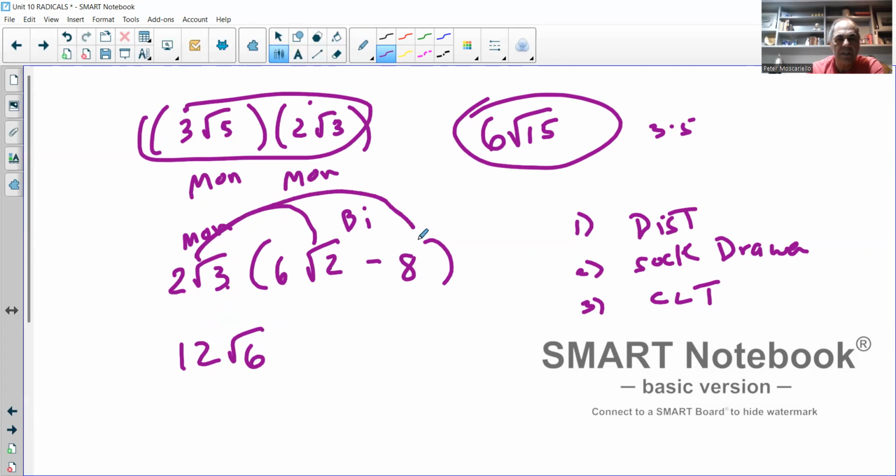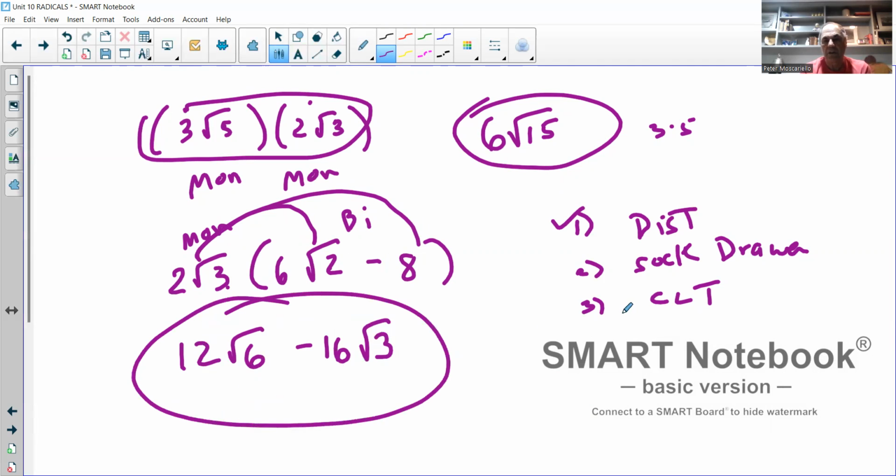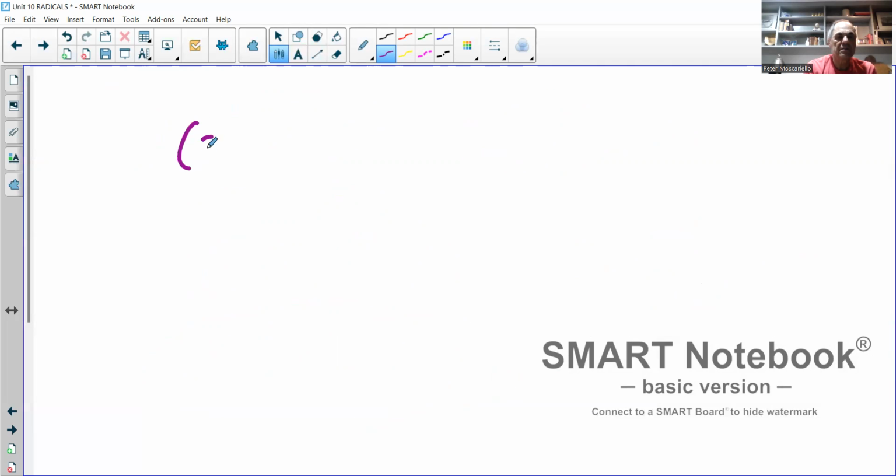Then we do this times this. 2 times negative 8 is negative 16. Square root of 3, there's no square root there. So just put in square root of 3. That's distribute. Sock drawer, those don't break down. So you are done. That is your answer. Can we collect like terms? Nope. Root 6, root 3 are not the same. All right, so that was like problems 11 through 14. But then we have problems like these.